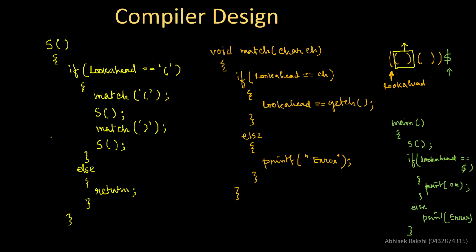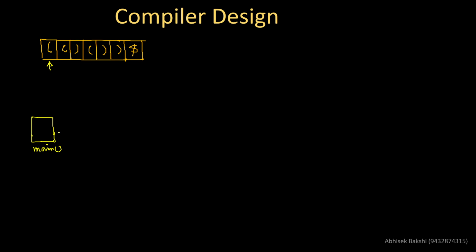So if we try to explore exactly how the function calling is happening, say the lookup is initially pointing to the first character over there, right? And assume that we started from main. So if we want to explore how the main function is exactly working, suppose we have a box that is representing the main function, okay, and it will first call this S function, right? So this main function will call an S function, right?